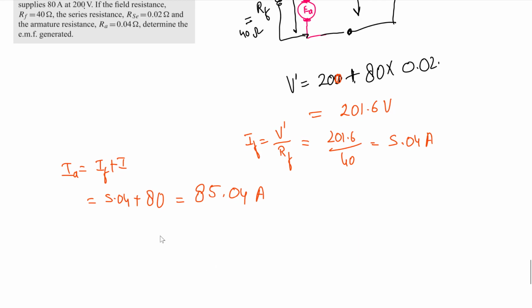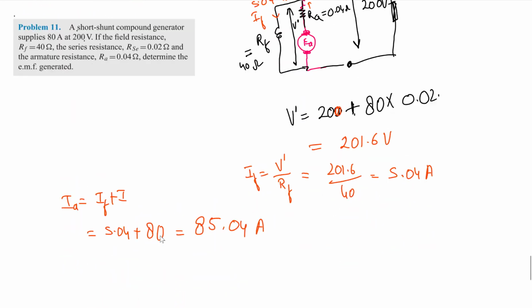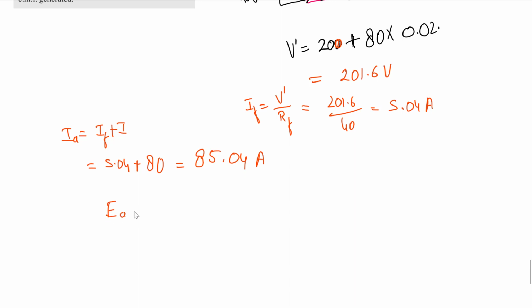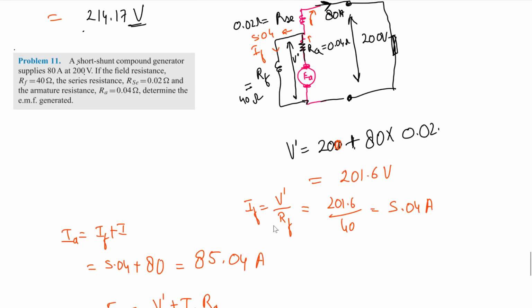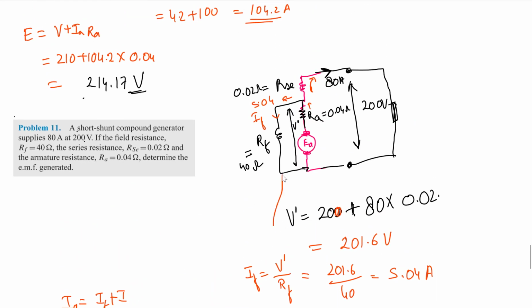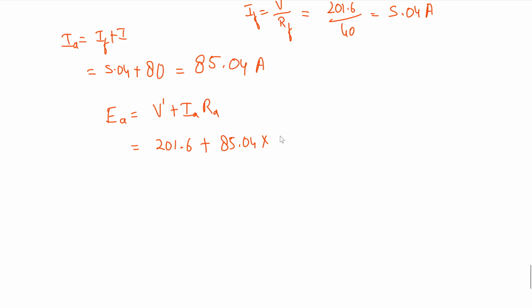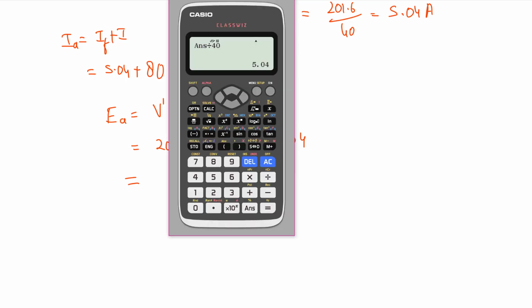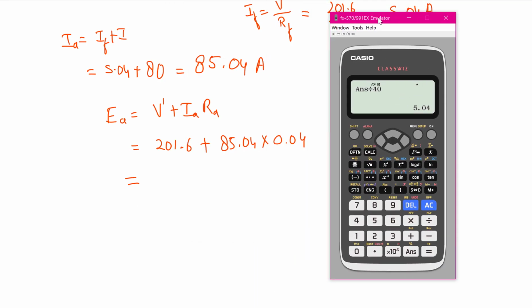Now I can calculate the voltage generated by the armature. Voltage generated by the armature can be written as EA is equal to V dash plus IA into RA. V dash we have already calculated, 201.6, plus IA is 85.04, into RA, which is 0.04.